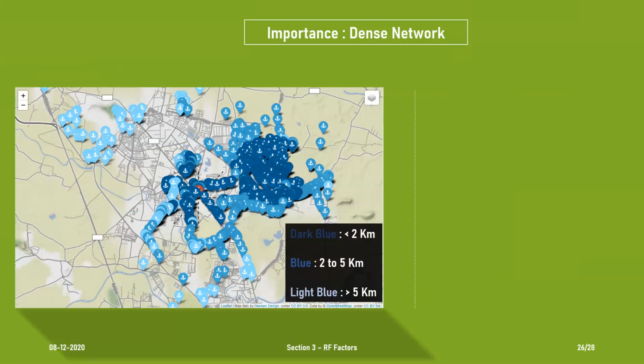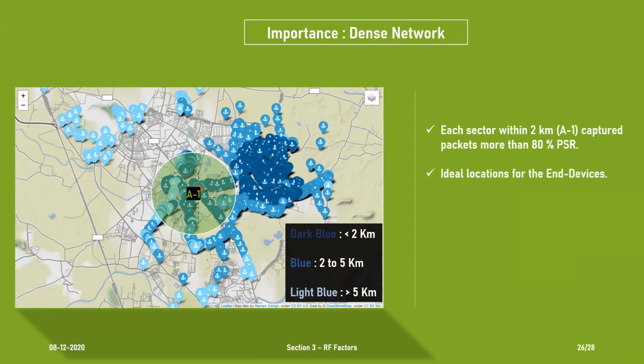We saw this picture. We saw that the gateway was capturing information within the A1 region, which is within 2 kilometers of range. In this region, around a 2-kilometer radius, all the different sectors that you see were capturing packets with a packet success rate of more than 80%. But the point to note here is that these are the positions which are ideal for the end devices to be located. That is what we also do in a complementary fashion: we tell our customers which are the places where their end devices would want to reside if they want to go for a POC, just to give a demo. But that's a different story. The point to note here is that A1 is the sweet spot where your end devices should reside when they are talking to the A1 gateway.